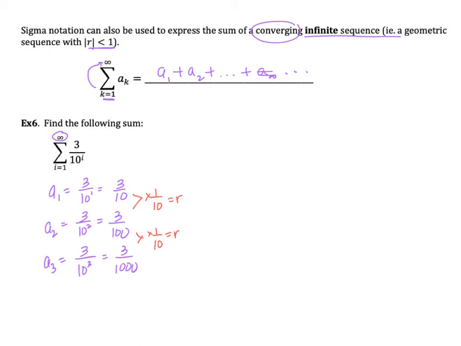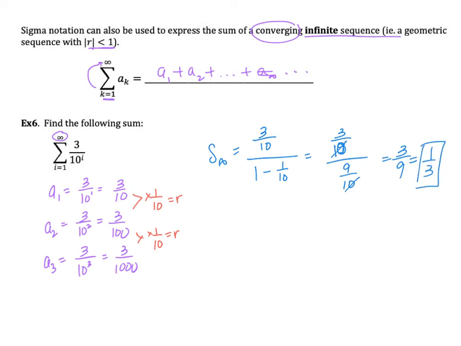The absolute value of that is less than 1, so I'm going to jump right into my sum of an infinite geometric series. My first term is 3/10. I take that divided by 1 minus the common ratio, which is 1/10. So 3/10 divided by 9/10 equals 3/9, which is 1/3. So the sum of this series from 1 to infinity is equal to 1/3, and the absolute value of r is less than 1. So we know it works.